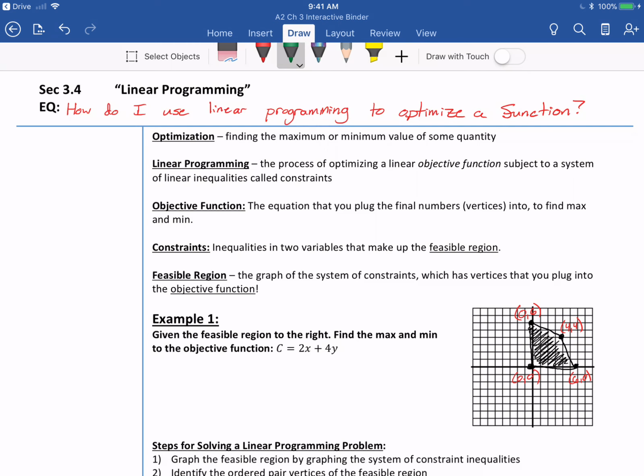Alright, perfect. Let's get in here. Linear programming, I'm going to be honest with you, is kind of a culmination of a lot of things that we've been talking about so far. It's going to be a combination of the systems of linear inequalities. We're going to take that shaded region and do some more things with that today.